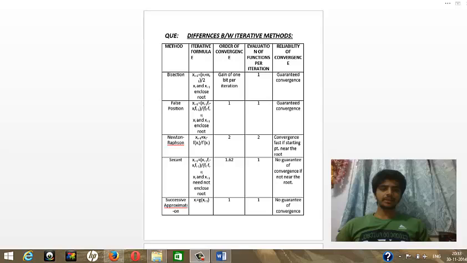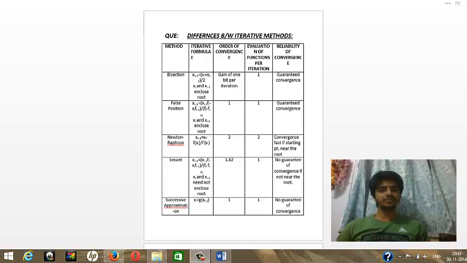But in the Newton-Raphson method, there is no guaranteed convergence, but convergence will be fast if the starting point is near the root. Next is the secant method. There is no guarantee of convergence if not near the root. I repeat, there is no guarantee of convergence if not near the root. And in the last, successive approximation method, no guarantee of convergence.